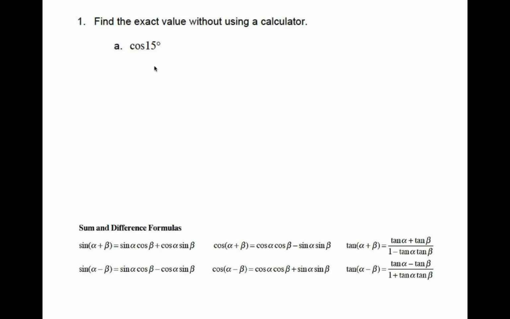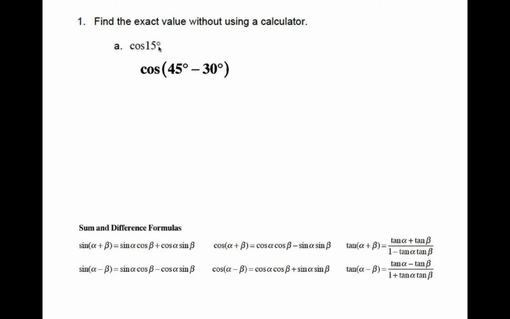So we're going to start with number 1. It says to find the exact value without using a calculator. So we could type in cosine 15 degrees and get a decimal, but this wants the exact value, and a decimal will never be exact. Notice 15 degrees is not a special angle. Our special angles are 30, 45, and 60, and then like the 90, 180, 270 as well. So how can we use those special numbers to make 15 degrees?